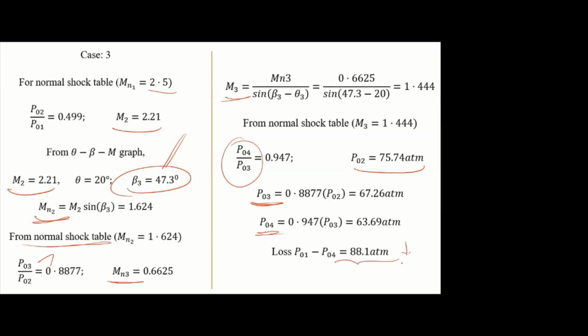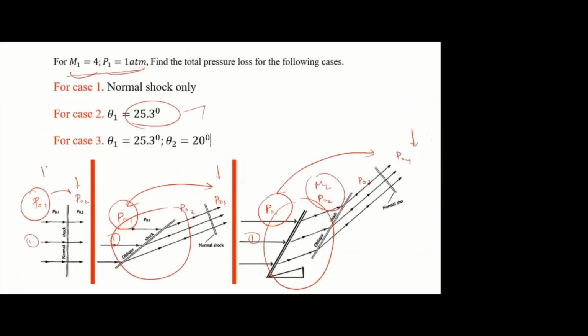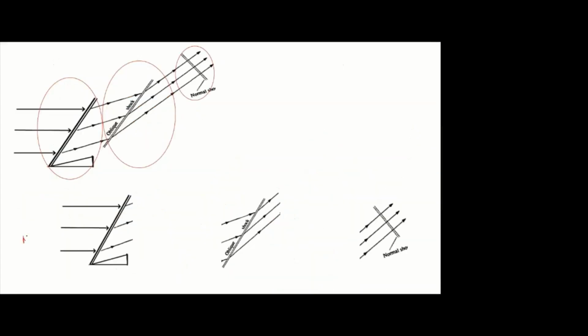This is the important point. Here loss is 130, here loss is 104, here loss is 88. So if you go for the multiple shock system, the loss is reduced. Always start with the local Mach number for the oblique shock.